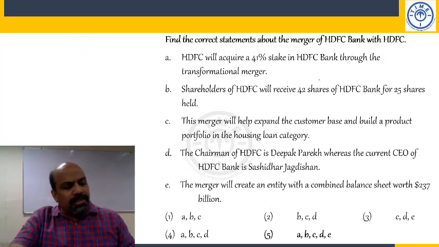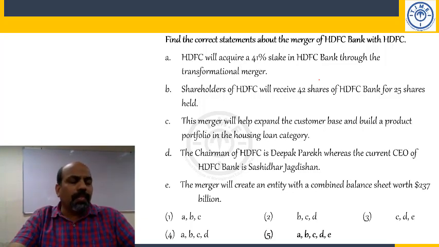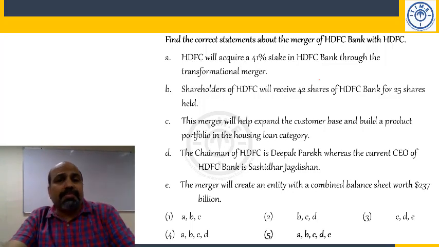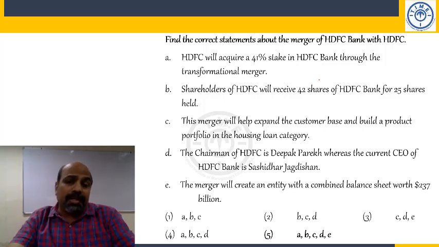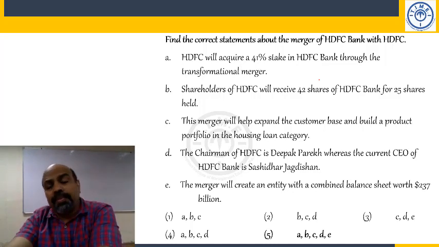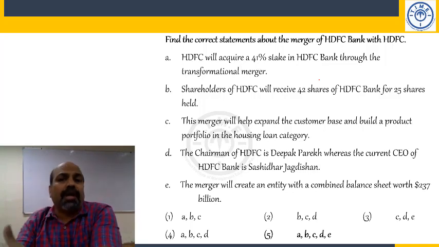I think all of them are correct. They recently announced the merger between the parent HDFC and their retail arm, HDFC Bank. Today HDFC Bank is India's largest private sector bank, and it's the third biggest company by market capitalization. Okay. So if you look at choices here, I'll read a few of these. HDFC, the parent company, will acquire 41% stake in HDFC Bank. And obviously, when two firms merge, the shareholders of one firm will receive some shares of the other firm as well.